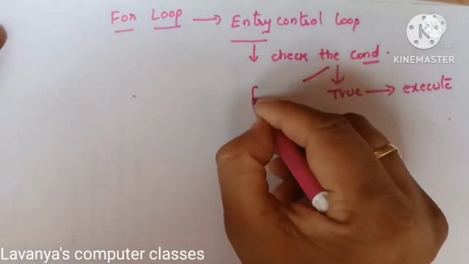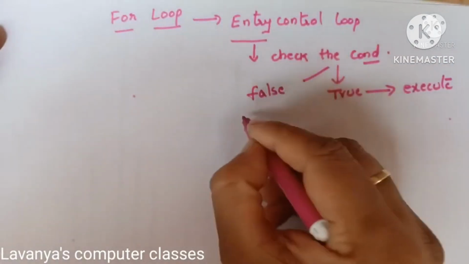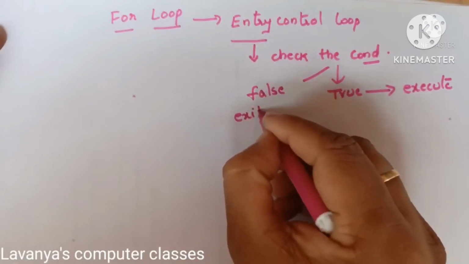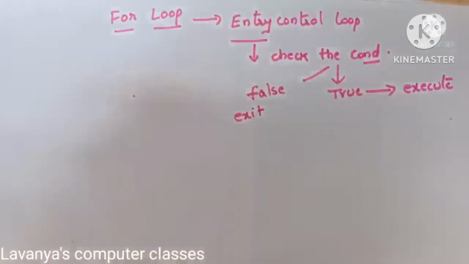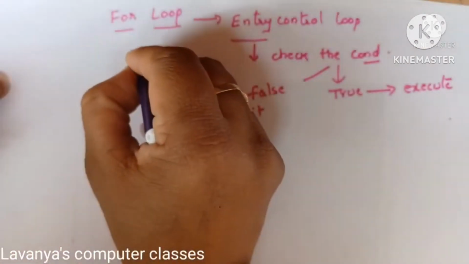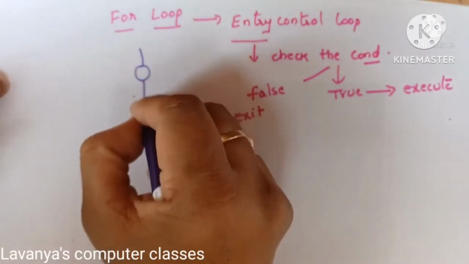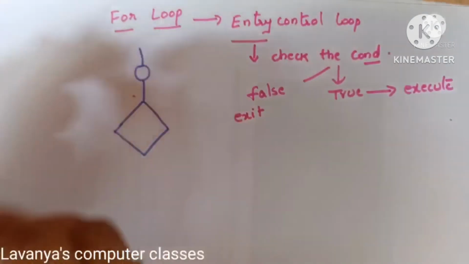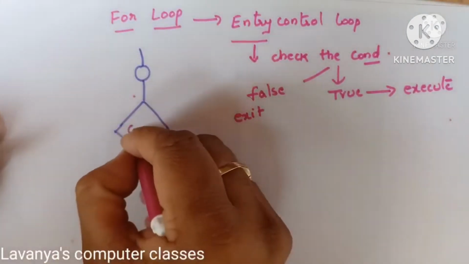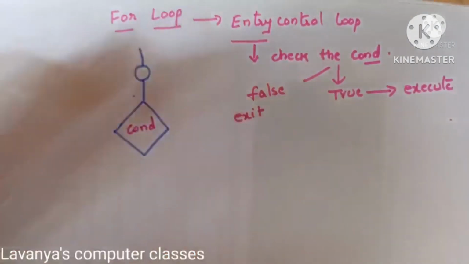It does not enter into the loop at all. First it checks the condition at the entry time, either true or false. If it is true, it enters into the body of the loop. Otherwise, it exits from the loop statements. So this is the diagrammatic representation of the entry control loop. First, at the entry time, it will check the condition. The condition symbol is a rhombus. You have to check the condition.